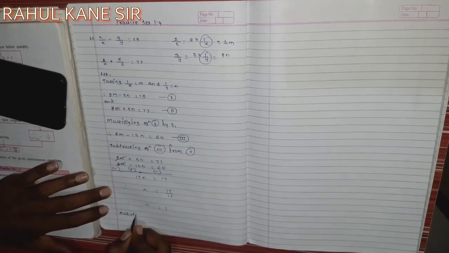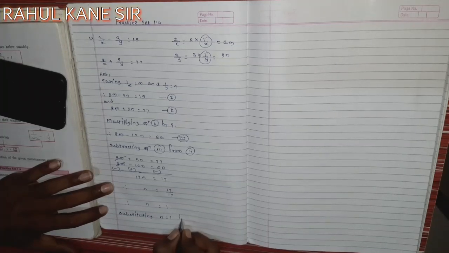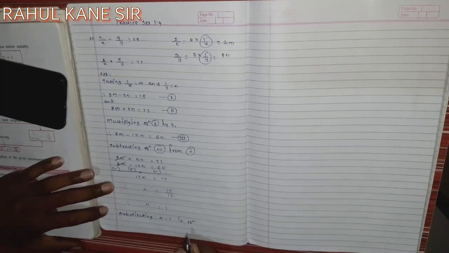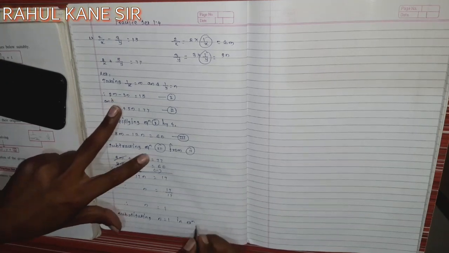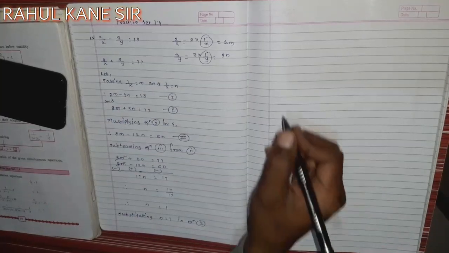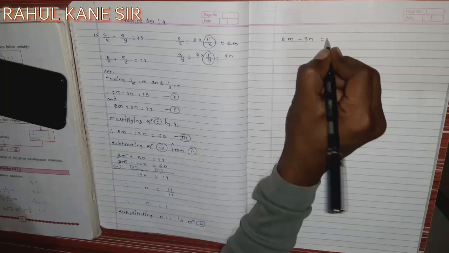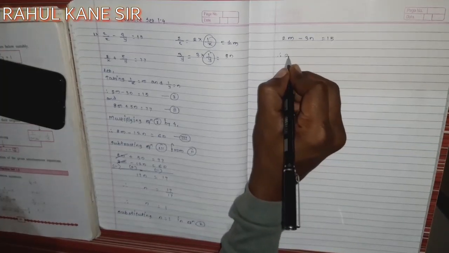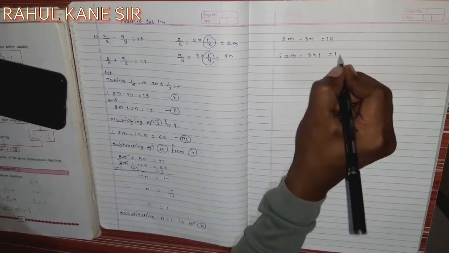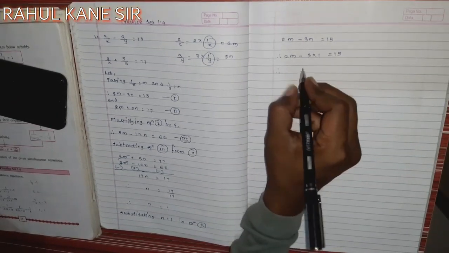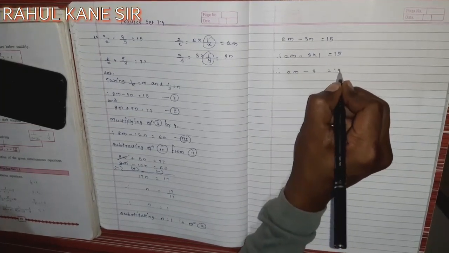Now substituting n equals 1. We can substitute the value of n in any equation. So here we are going to substitute it in equation number 1. Equation 1, 2m minus 3n equals 15. Therefore 2m minus 3 multiplied by 1 equals 15. Therefore 2m minus 3 equals 15.